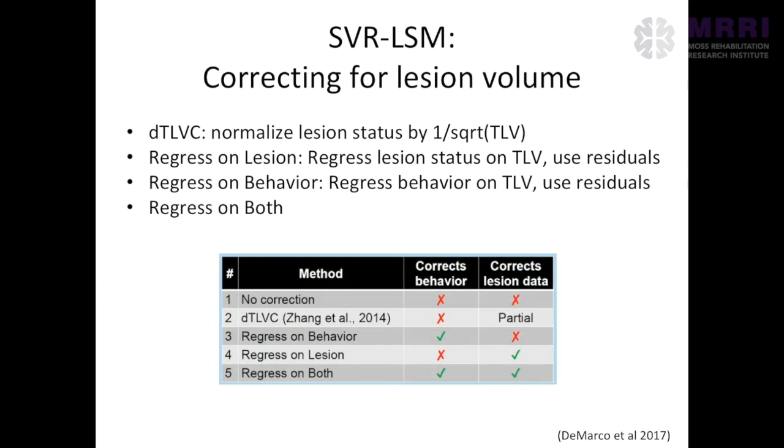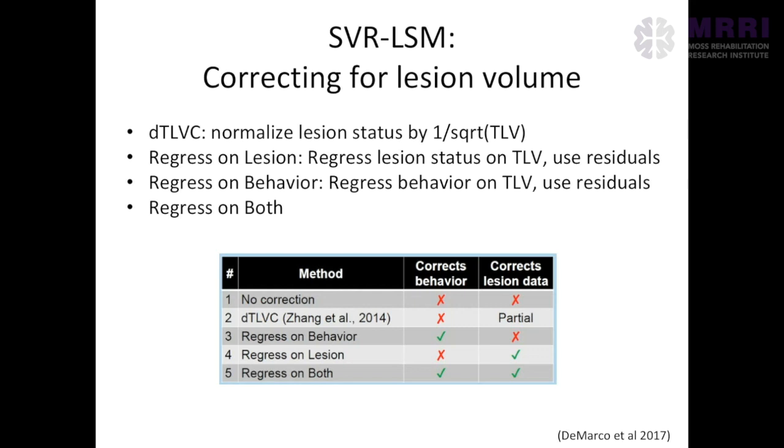There have been 4 major proposals in the literature for how to do this. There's direct total lesion volume correction, or DTLVC, in which you normalize the lesion status by 1 over the square root of the total lesion volume. We touched on these all last week, so I'm just reiterating quickly.